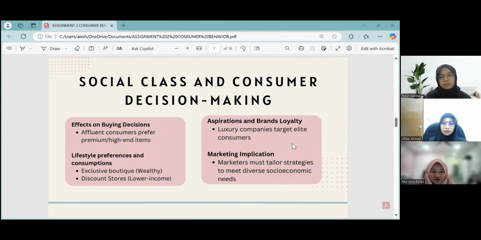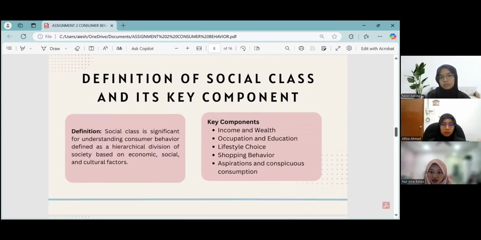Another important aspect is consumer aspiration and brand loyalty. Across income groups, social class fuels aspirations, with many individuals seeking to elevate their status through consumption. This is evident in the trend of excessive consumerism, where people purchase high-priced items to project wealth and prestige. Lower income consumers are generally price sensitive, with brand loyalty taking a backseat to affordability. And moving on to the next slides.